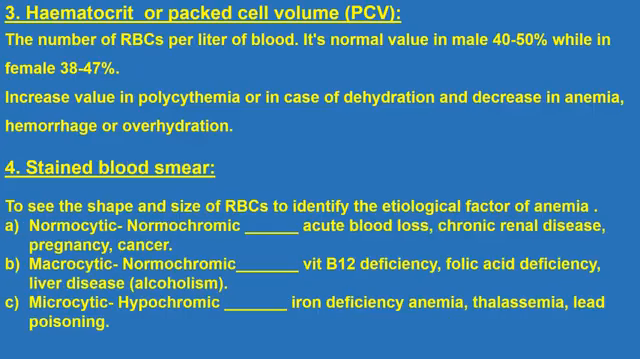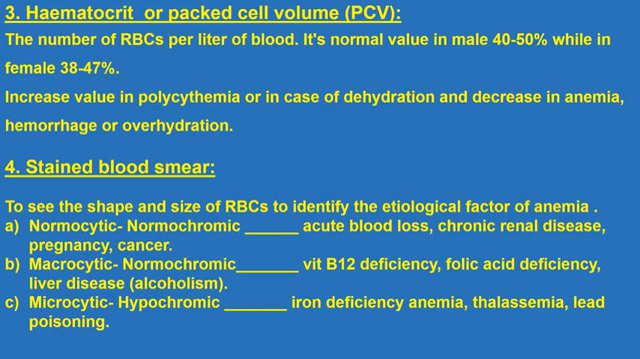3. Hematocrit or packed cell volume, PCV, which is represented by the percentage of the number of red blood cells per liter of blood. The normal value in male is 40 to 50%, while in female 38 to 47%. Increased value of PCV means polycythemia or dehydration, and its value decreases in anemia or in case of hemorrhage or overhydration.